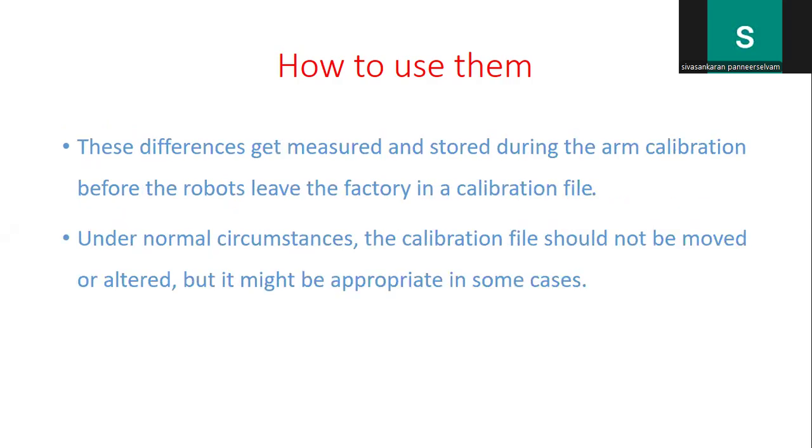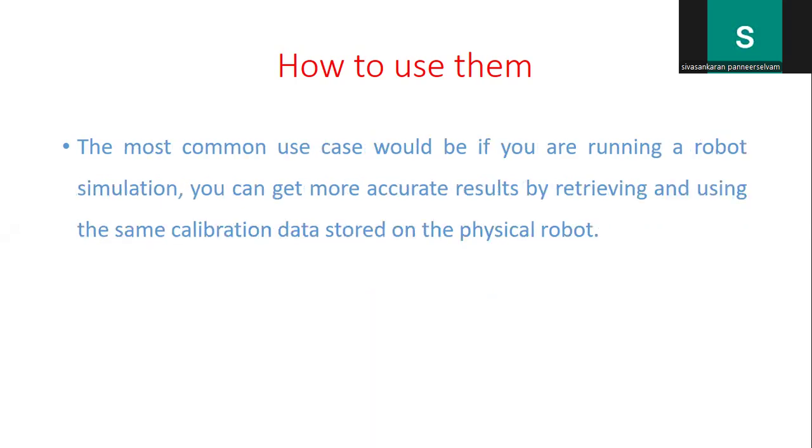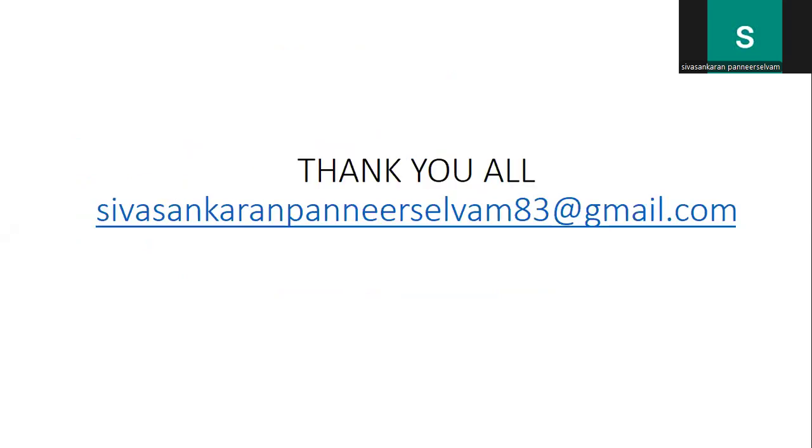These differences get measured and stored during the calibration process, before the robot leaves the factory, in the calibration file. Under normal circumstances, the calibration file should not be moved or altered. It might be appropriate in some cases. The most common case would be if you are running a simulation, you can get more accurate results by retrieving it and using the same calibration data stored on the physical robot.